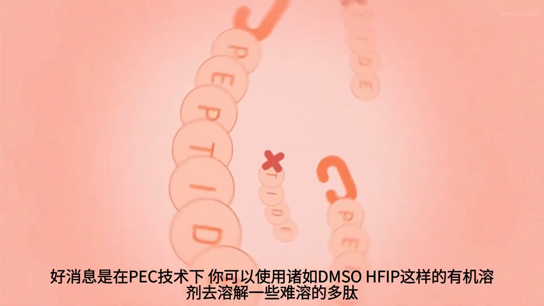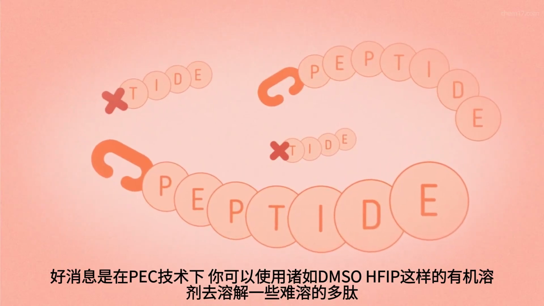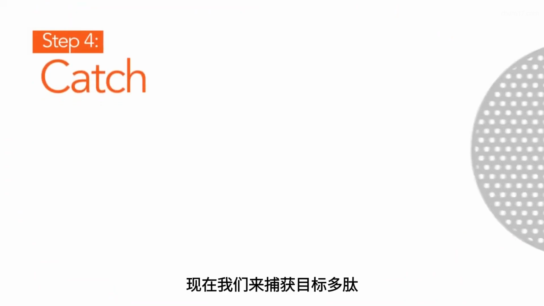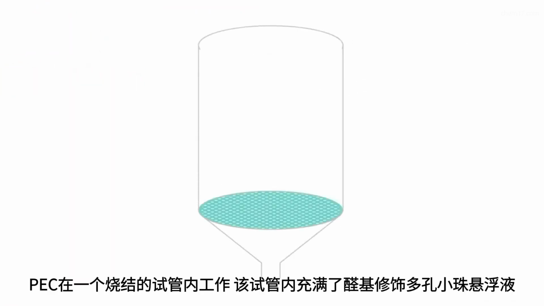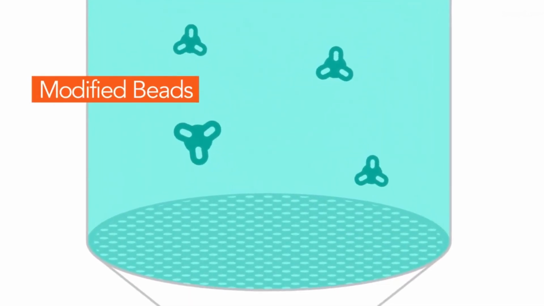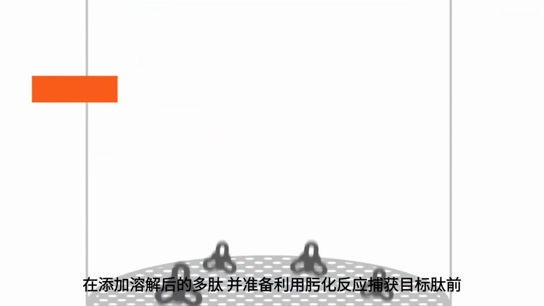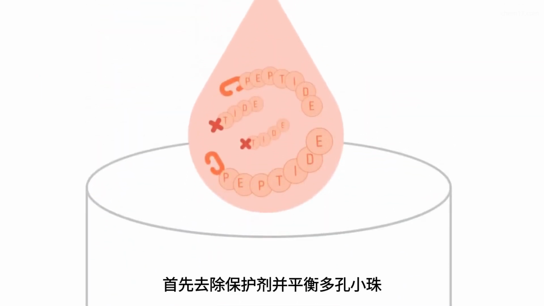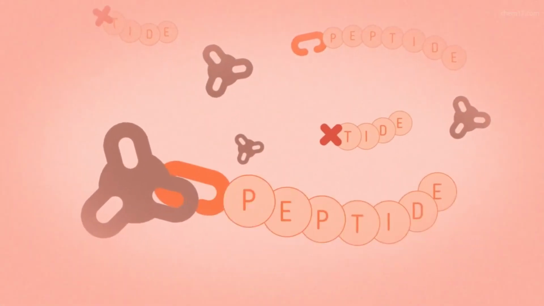Good news! With PEC, you can use organic solvents like DMSO and HFIP to dissolve even the most difficult peptides. Now let's catch your peptide. PEC works in fritted cartridges, filled with a suspension of aldehyde-modified beads. First, remove the storage media and condition the beads before adding your dissolved crude to catch the target peptide on the beads by oxime ligation.